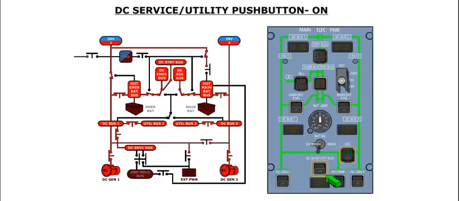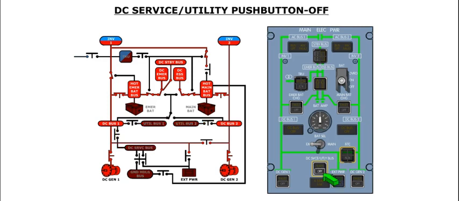The DC service utility bus push button controls the connection of the DC service bus and the utility buses to the associated main DC bus. The normal position of the push button is the pressed-in position. In the normal position, the DC service bus and both utility buses are powered, as long as they have not been shed by the BPCU.